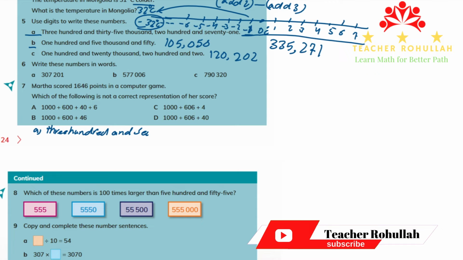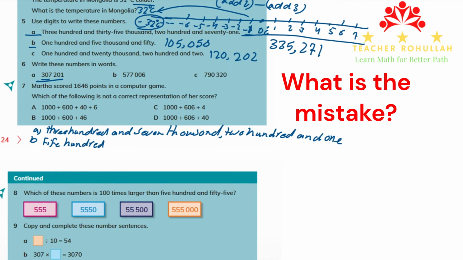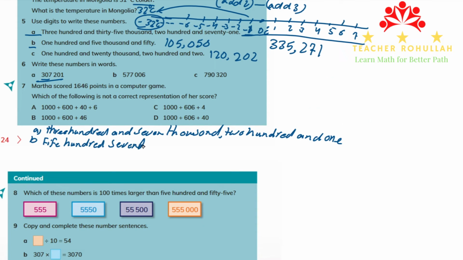And 7,307,201, then 200 and 1. So we used words for the given numbers which are in digits. For B, we can write 577,000 and 6. And 6, we have two zeros in the place of tens and hundreds, so we don't have to mention them.